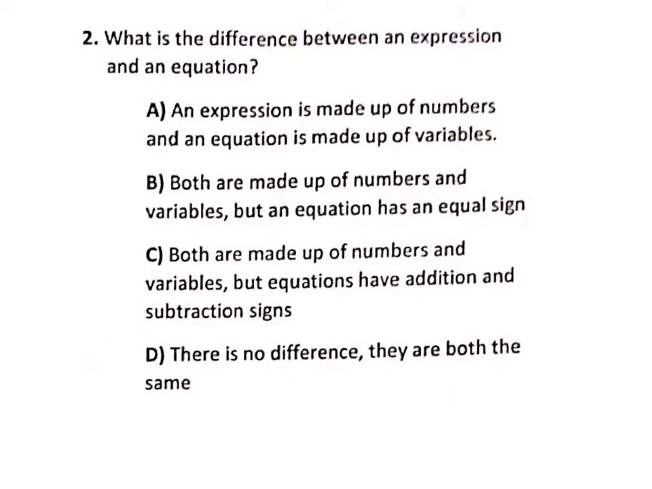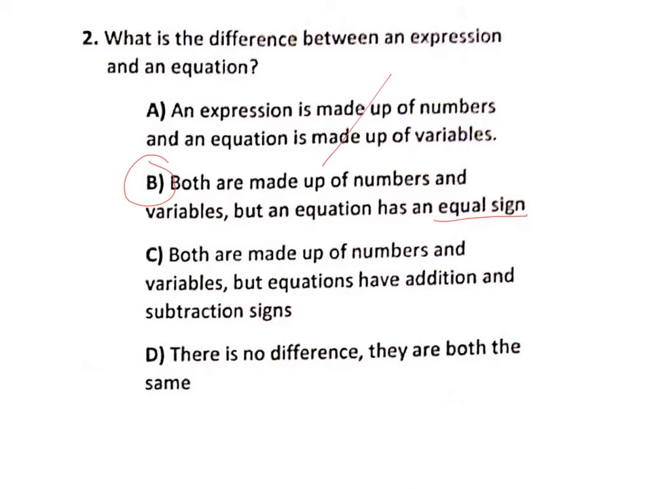Number 2, what is the difference between an expression and an equation? A says an expression is made up of numbers and an equation is made up of variables. That is not true because they can both be made up of numbers and variables. Choice B says both are made up of numbers and variables, but an equation has an equal sign. So that we know is true, but we're going to check the rest.